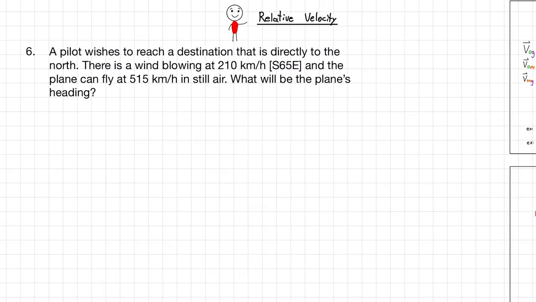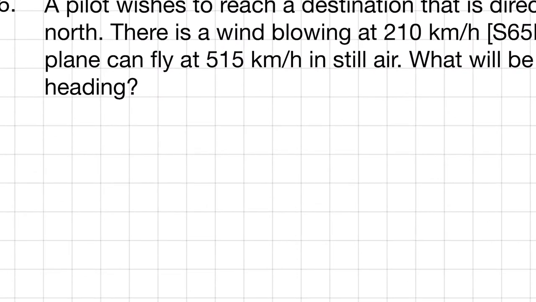So the question asks, a pilot wishes to reach a destination that is directly to the north. There's a wind blowing at 210 kilometers per hour at an angle of south 65 degrees east, and the plane can fly at 515 kilometers per hour in still air. What will be the plane's heading? So this is asking what will be the plane's direction.